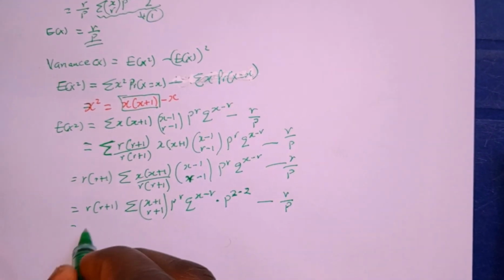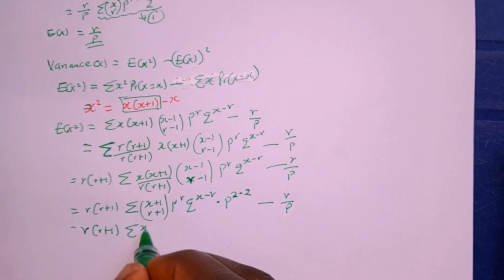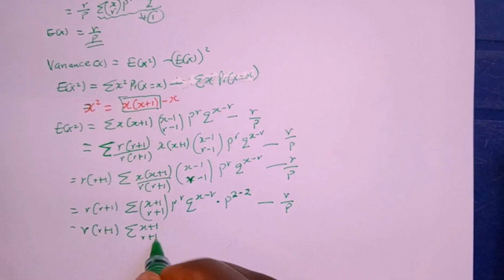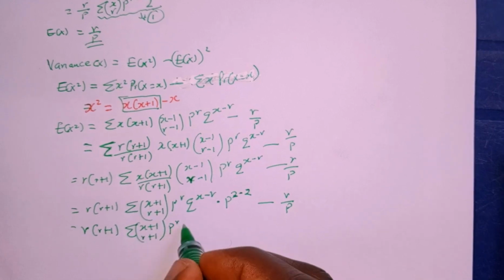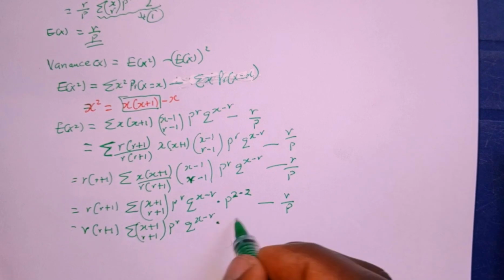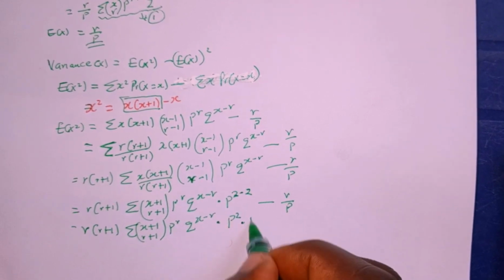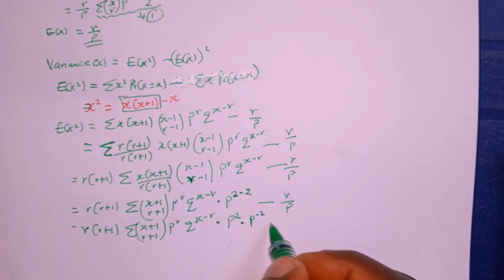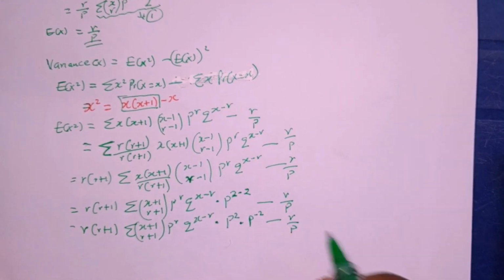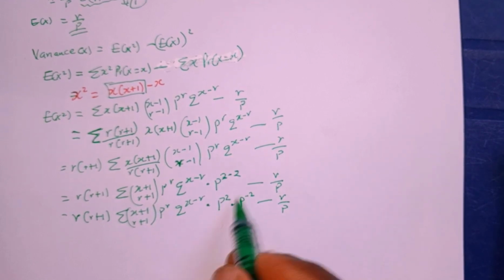So we're going to have what? r into r plus 1, summation of x plus 1 combination r plus 1, then p raised to the power of r, q raised to the power of x minus r, multiplied by what? This can also be written as p to the power of 2 multiplied by p to the power of minus 2, then minus r over p. So what do we do next? We are going to take this out.